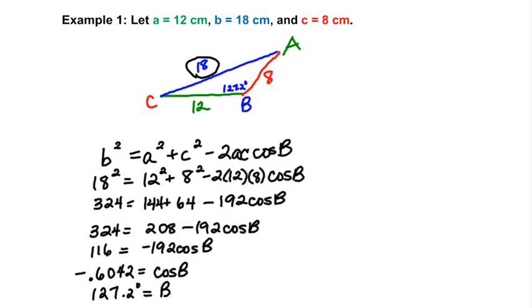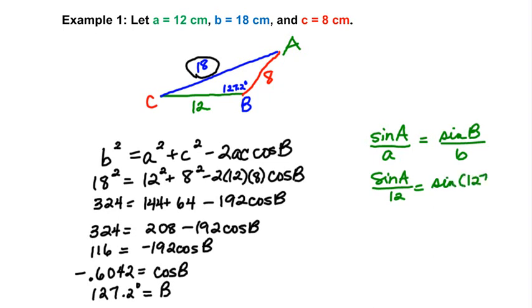The law of sines says that we have sine A over A is equal to sine B over B. So we have sine A divided by 12 is equal to the sine of 127.2 degrees over 18. So we can multiply by 12 on each side to get 12 times sine of 127.2 degrees over 18.